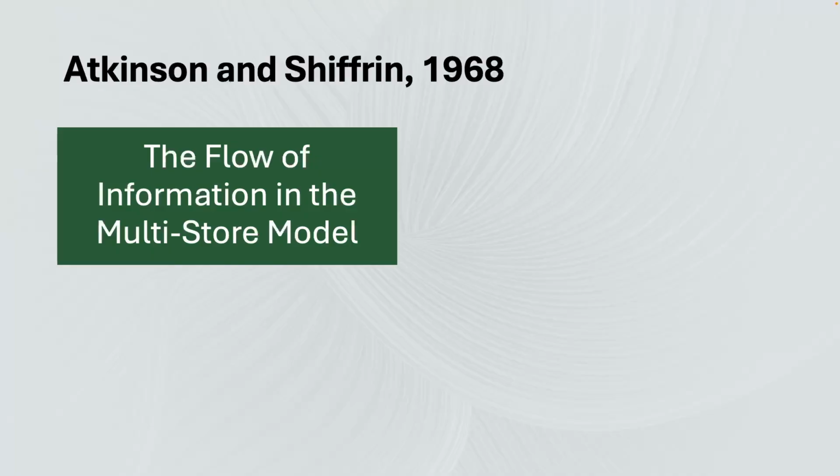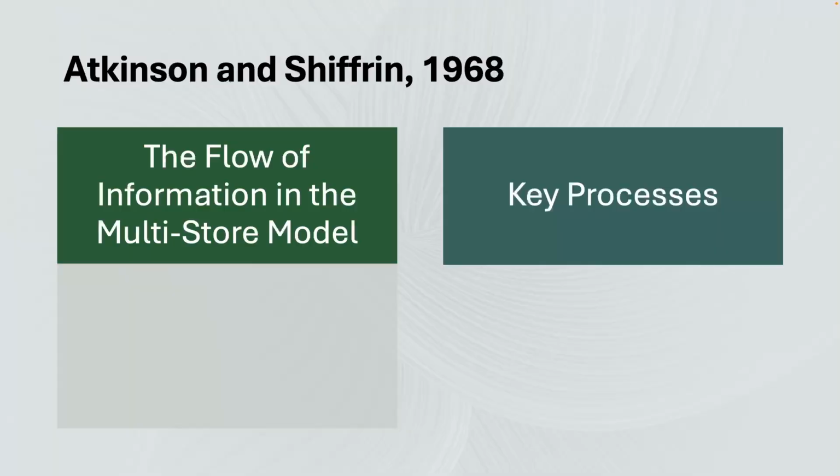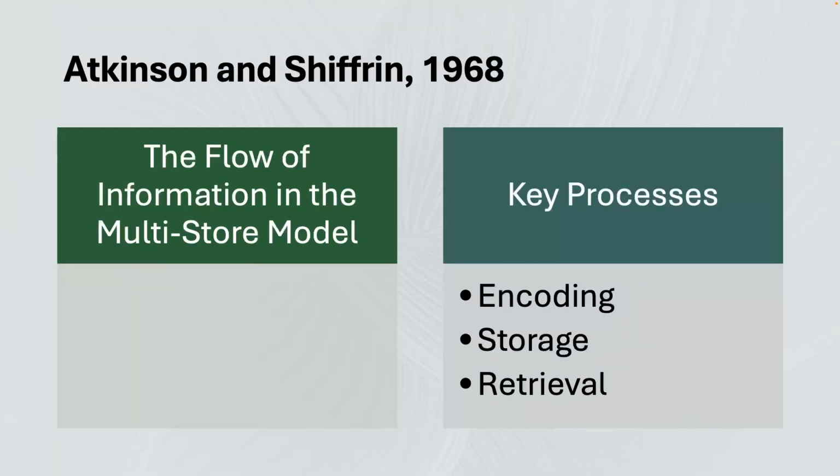If we pay attention to this information, it moves into our short-term memory, and it is here in the short-term memory that it is able to be rehearsed and manipulated. If rehearsal is sufficient and meaningful, then the information can be encoded into long-term memory for long-term storage. When we need information at a later date, it is then retrieved from long-term memory and brought back into short-term memory for active use.